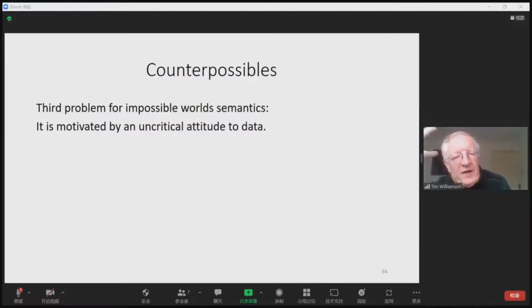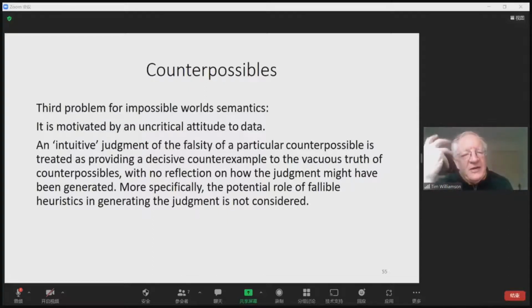So the third problem that I want to raise for impossible world semantics is that it's motivated by an uncritical attitude to the data. So, an intuitive judgment of the falsity of a particular counterpossible is treated as providing a decisive counterexample to the vacuous truth of counterpossibles, like the example about Hesperus and Phosphorus, with no reflection on how the judgment might have been generated. And I think more specifically, the potential role of fallible heuristics in generating the judgment is not considered. And so I think there's something methodologically naive about the way in which the impossible world semantics treats data.